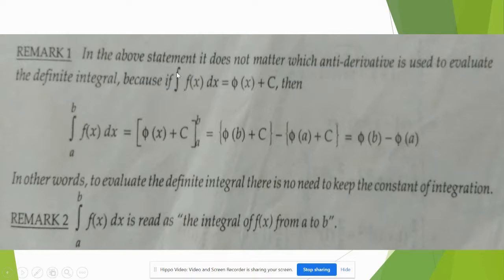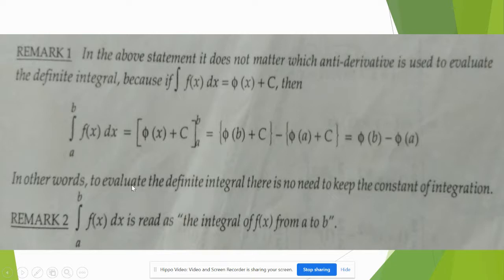We usually integrate a function and the antiderivative is always accompanied with a constant. Plus c will be there. So while applying the upper limit and the lower limit, we will not get the constant, as on subtracting we will wind off that constant. So we'll get phi of b minus phi of a. So integral a to b f of x dx is phi of b minus phi of a.